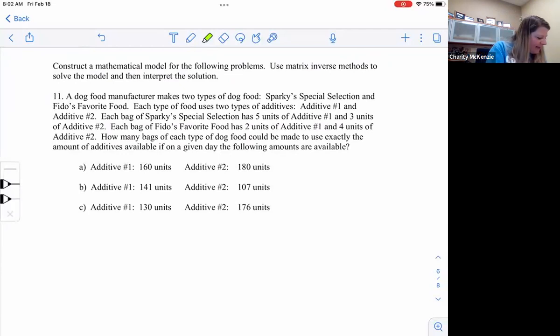Okay, so this is our dog food. And it says, a dog food manufacturer makes 2 types of dog food, Sparky's Special and Fido's Favorite. Each type of dog food uses 2 additives, additive 1 and additive 2. Then it says how much additive each type has, and how many bags of each type of dog food could be made to use exactly the amount of additives available on any given day.